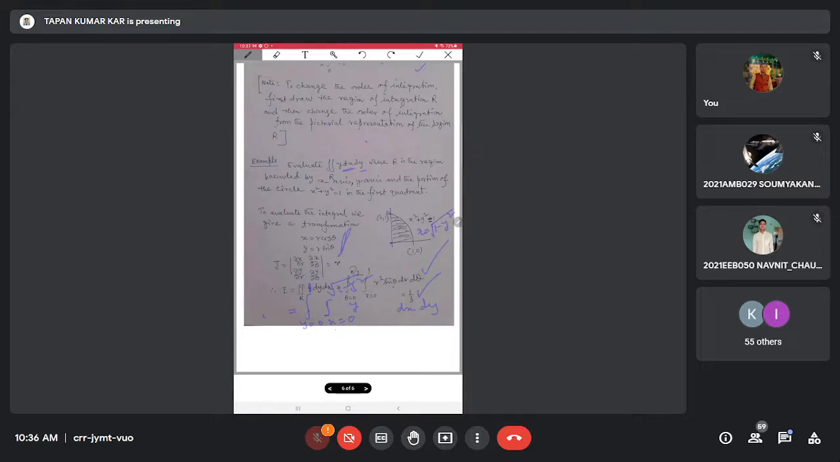And one thing you must remember: whenever you consider this change of variables, you will consider the Jacobian, but you will take the modulus value of the Jacobian. Here R is positive, so we have not considered any modulus value, but if you get any negative value, then you will consider only the positive value. This is one thing you must remember.